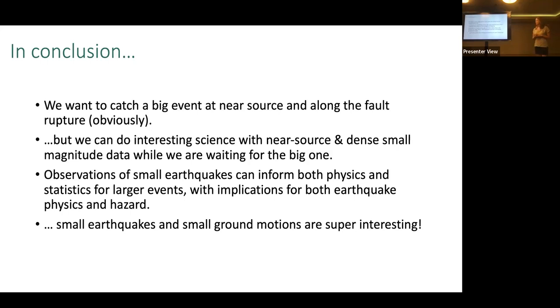So small earthquakes and small ground motions are, I think, super interesting. Thank you.